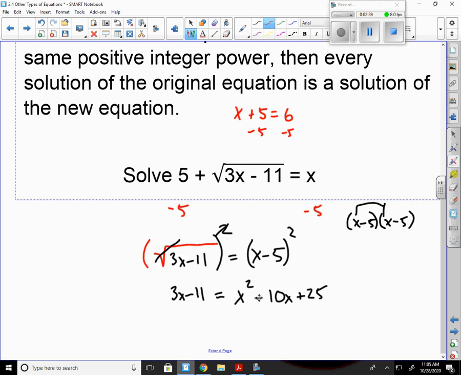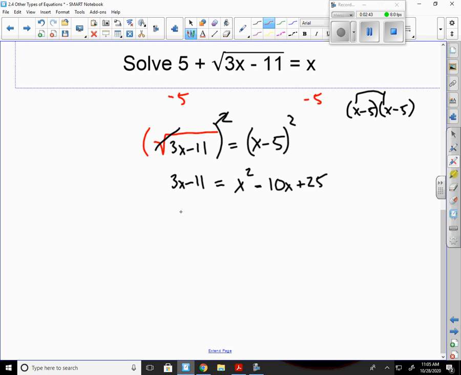Now just get it all on the same side. So I'm going to subtract the 3x over and add the 11 over. That's going to leave me with 0 on this side. Then x squared minus 13x plus 36.